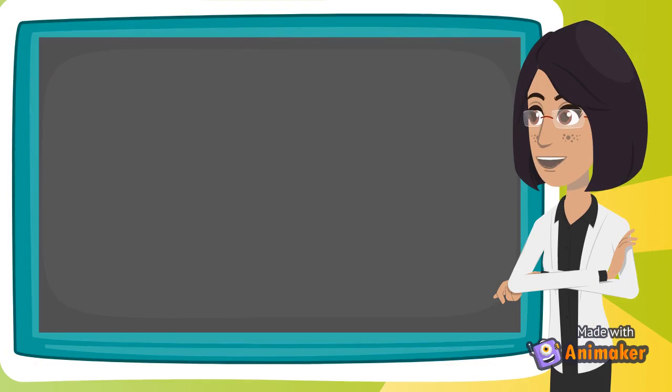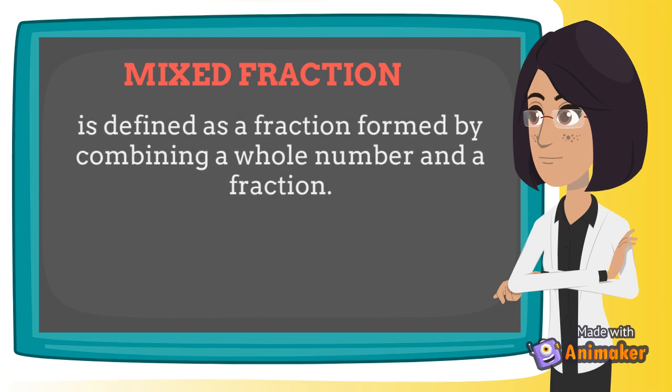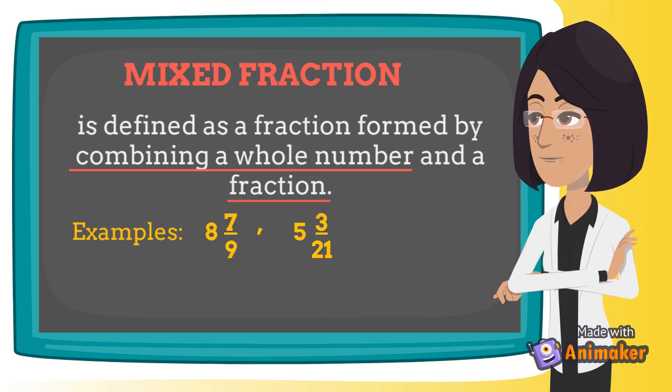For the last type of fraction, we have the mixed fraction. A mixed fraction is defined as a fraction formed by combining a whole number and a fraction. Examples: 8 and 7/9, 5 and 3/21.